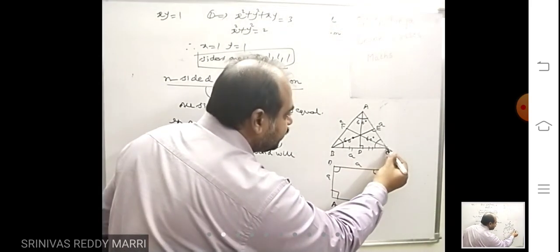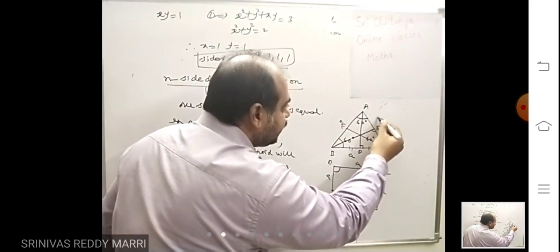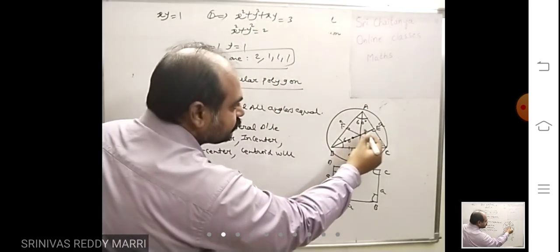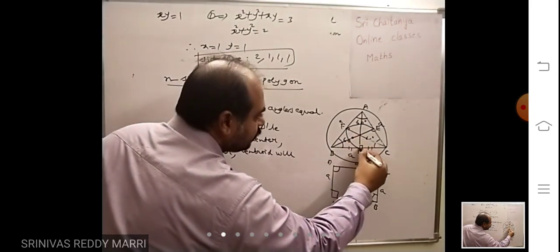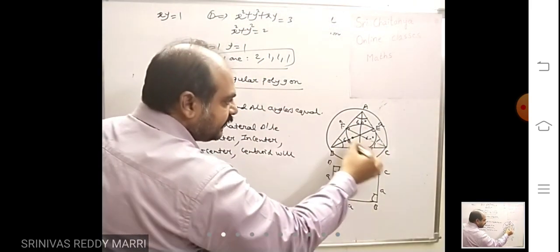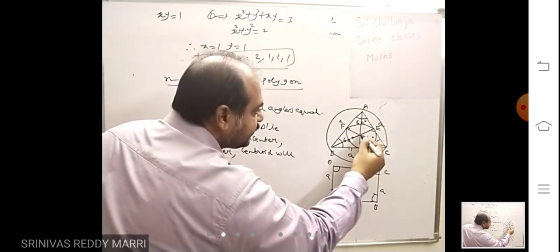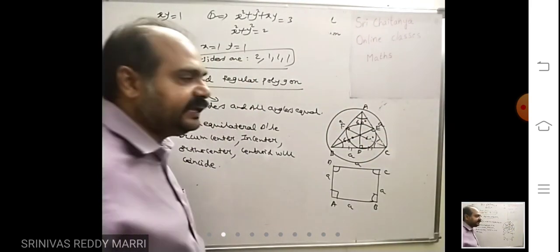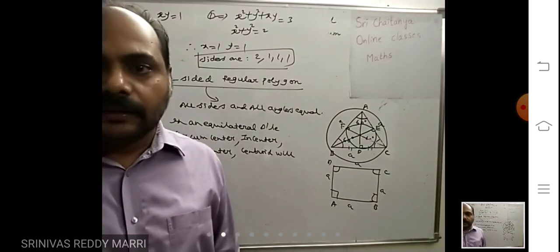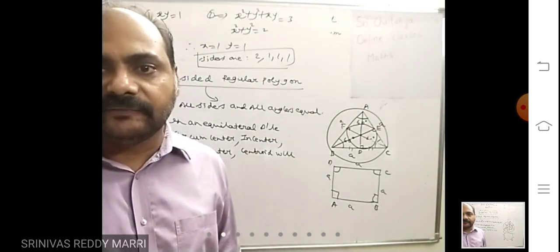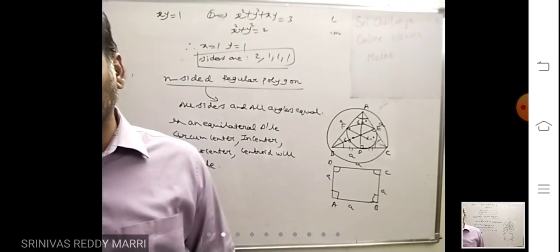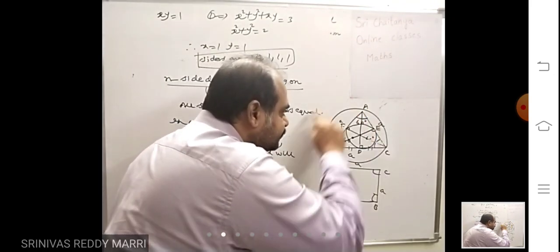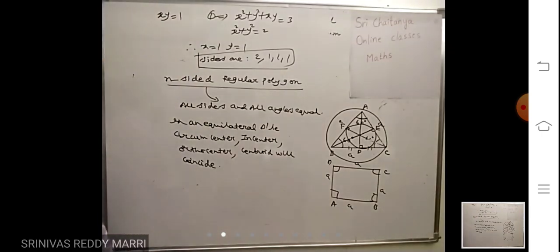So I am drawing in an equilateral triangle. Suppose I draw the circumcircle. This is the circumcircle, and this is the incircle. For both of the circles, the center will be the same. The main point here is that in a regular polygon, circumcenter and incenter will coincide. That means the incircle and circumcircle have the same centers. They are concentric circles.